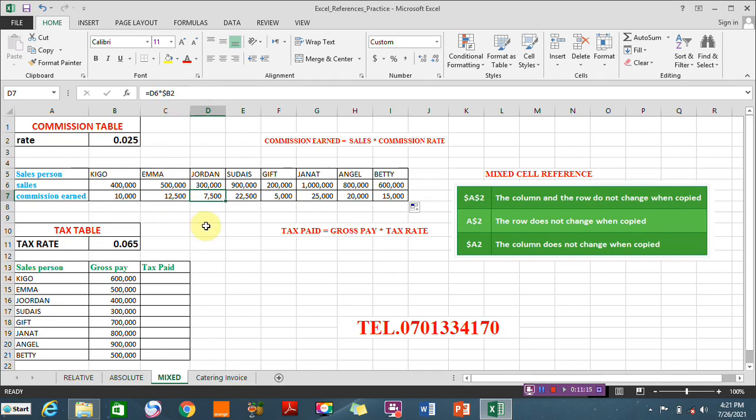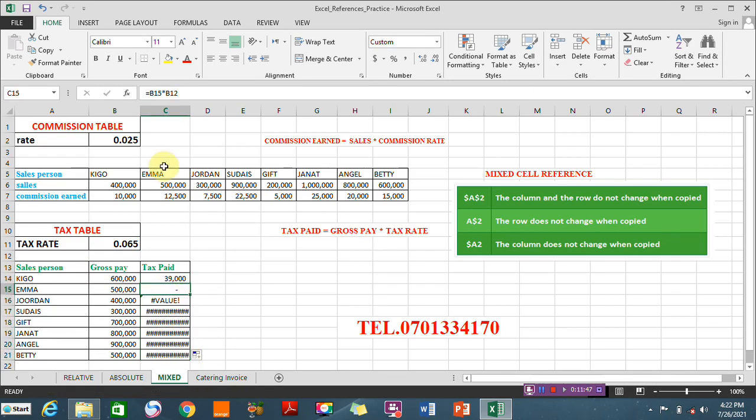Now let's come down here and also try to get the tax paid. They're telling us that the tax paid is equal to the gross pay times the tax rate. So we shall come here and say equals, then we get the gross pay, which is this one. We multiply it with the tax rate, which is 0.065. Let's first of all do it when it is still relative and see the answers it will give us.